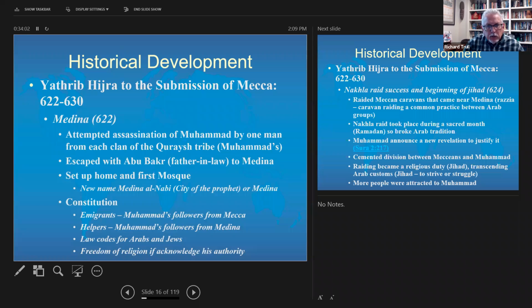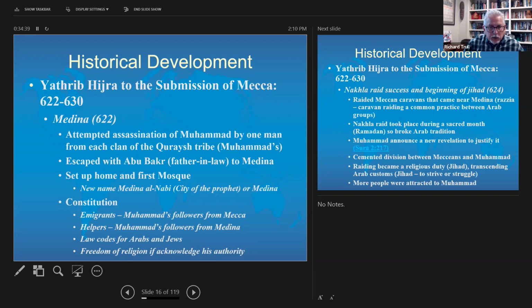In Medina, you have an attempt to assassinate Muhammad. Apparently, the opposition to Islam at that point decided they would get one person from each clan of the Quraysh tribe, which is Muhammad's tribe, and try to assassinate him. But he escaped the assassination attempt. He escaped with Abu Bakr, his father-in-law, to Medina. So, while he was visiting Mecca, they tried to get rid of him.